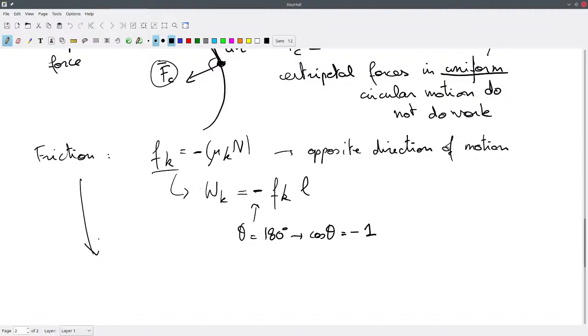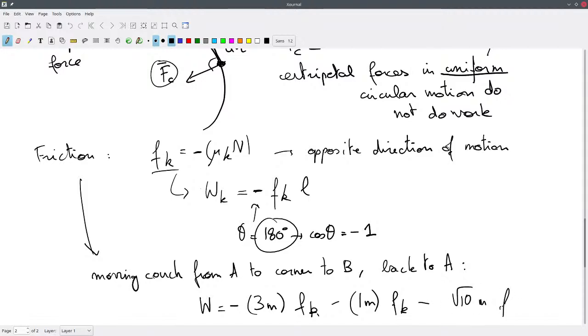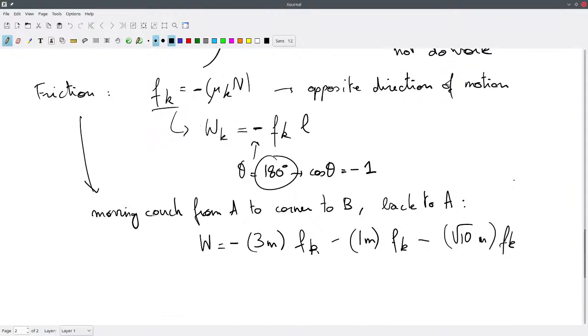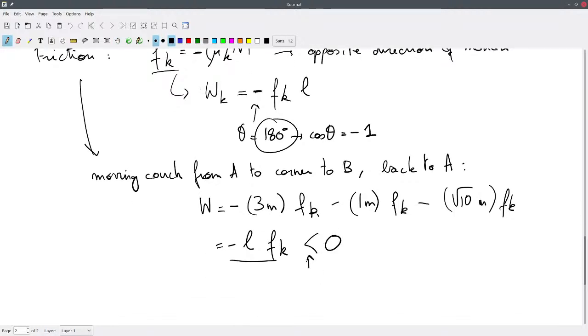So in the case of the problem of moving the couch from A to the corner to B back to A, the total work is going to be 3 meters times the force of friction with the negative sign because of my 180 degrees, plus 1 meter times the force of friction with a negative sign. So I'm going to take the minus sign here, minus ultimately then square root of 10 meters times Fk with a minus sign as well. So the total amount of friction is going to be just the total distance times the force of friction with a negative sign.